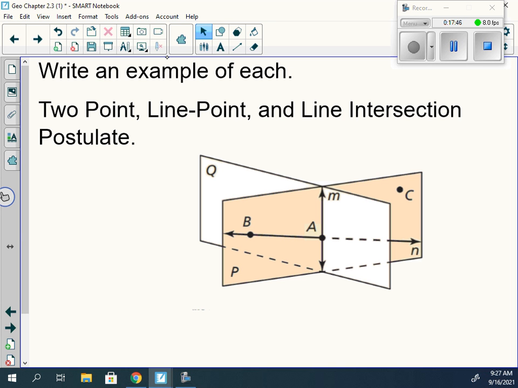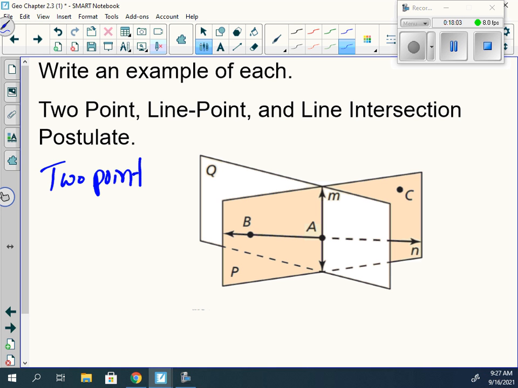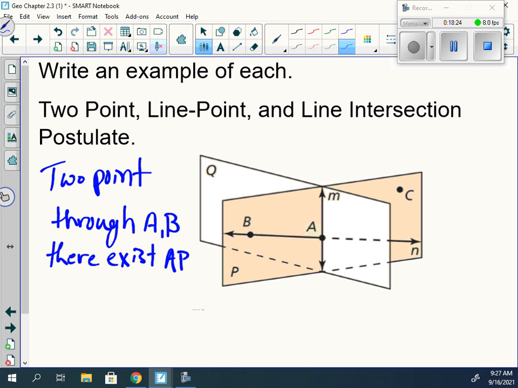Write an example of each: 2 point, line point, and line intersection postulate. So the 2-point postulate says what? Through any 2 points, there exists exactly one line. So through A, B, there exists line AB.